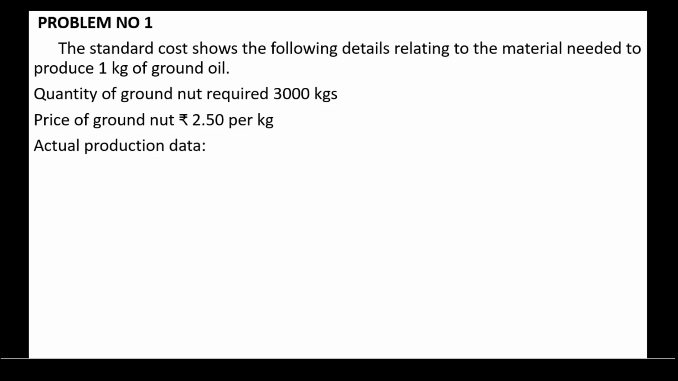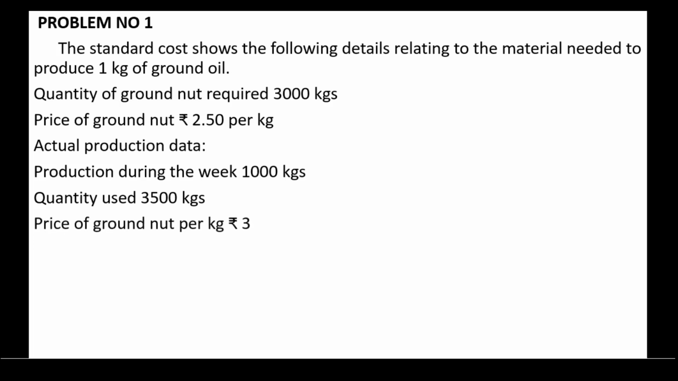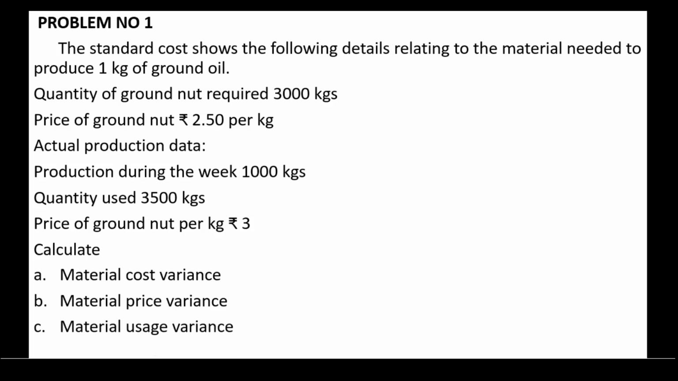Actual production data. Production during the week 1000 kgs. Quantity used 3500 kgs. Price of ground nut per kg rupees 3. Calculate material cost variance, material price variance and material usage variance. So this is the problem.